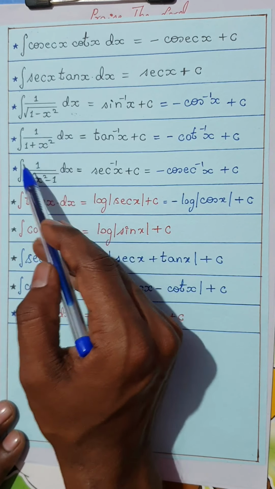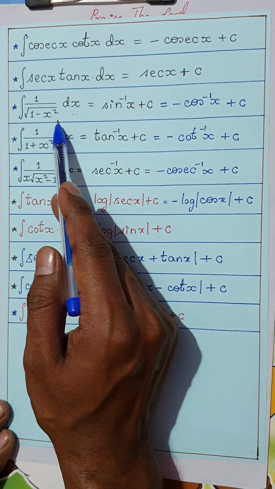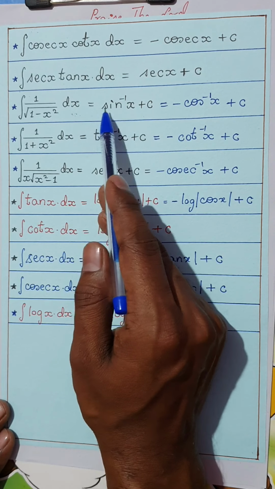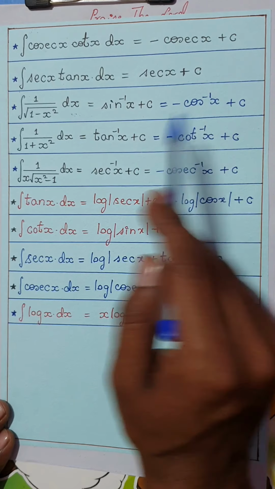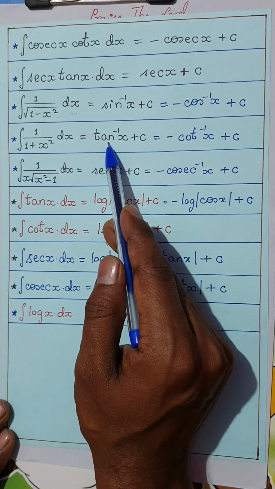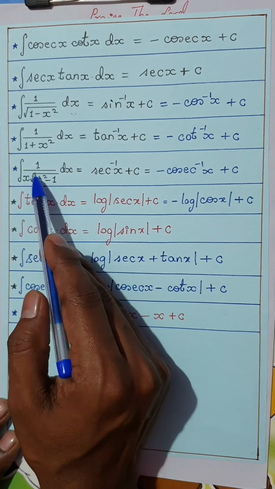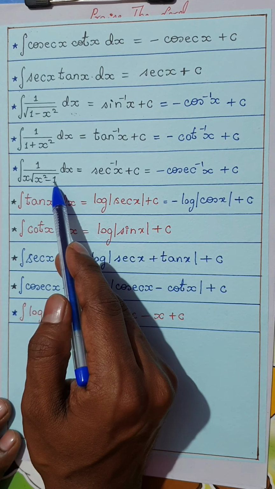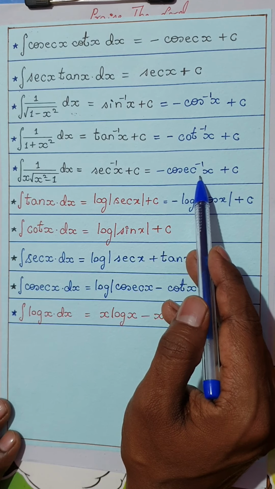Now going on to integrals of the form 1 divided by root of 1 minus x square. There are two options for this. If you consider sine inverse x, it would be plus. If you consider cos inverse x, it would be minus. Similarly, the integral of dx divided by 1 plus x square would be tan inverse x or negative of cot inverse x. Similarly, moving on to the next integral, the integral of 1 divided by x into root of x square minus 1 would be either secant inverse x or minus cosecant inverse x.